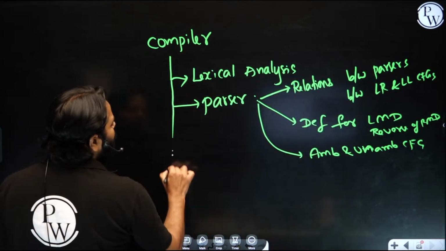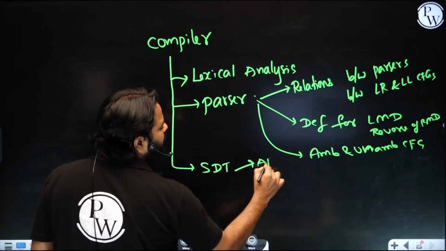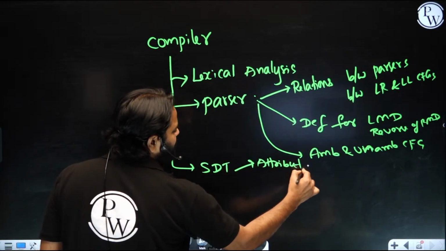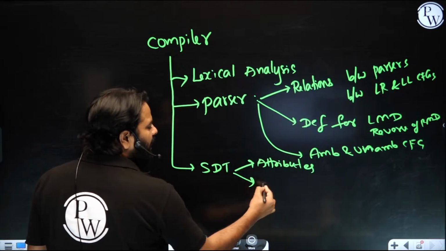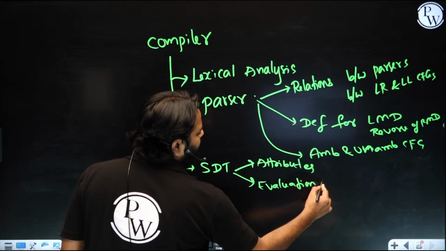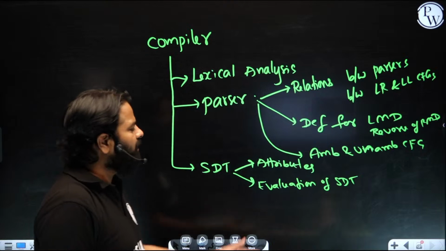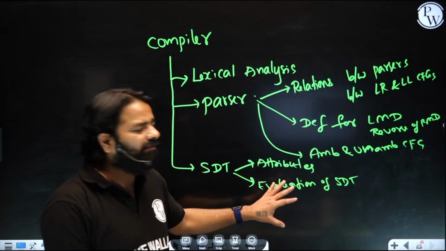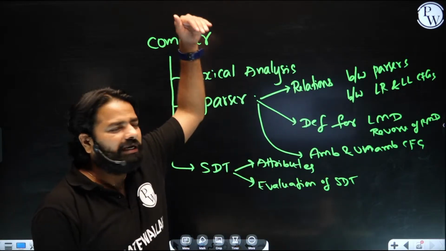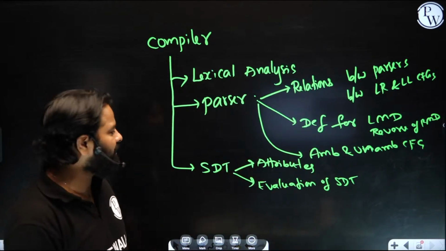And when it goes to SDT, no need to focus much. Focus on attributes like what is inherited and what is synthesized, and focus on evaluation of SDT. How to evaluate SDT? Use only one technique. Which technique? The L-attributed evaluation. Only one technique you follow always: put all the transitions down and evaluate from left to right. That would be sufficient for this exam, I guess.